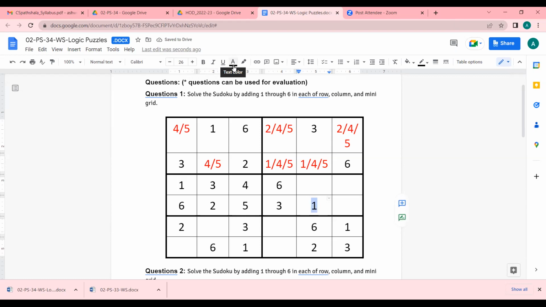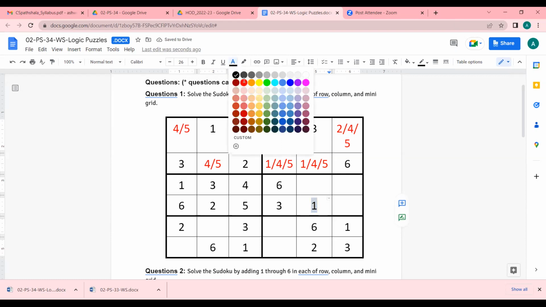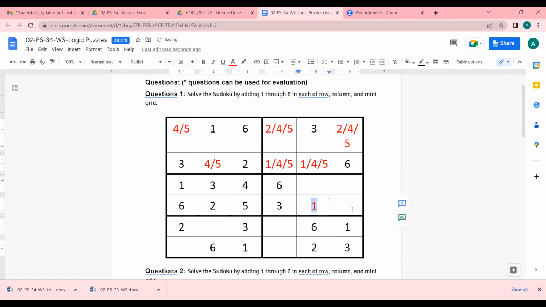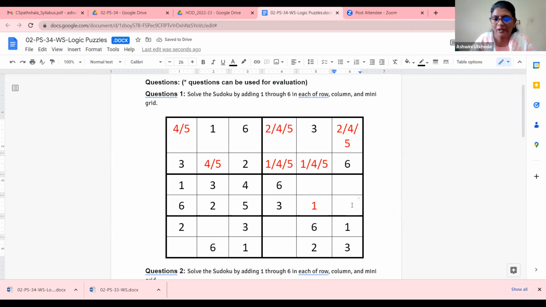And the third row also? No. The third row already has 1 in that row. If I take this cell, here also in the same row 1 is there. So again, this is not a possible place for 1. So these 3 choices are eliminated for 1. So this is the fixed position for 1 now. Now 2.